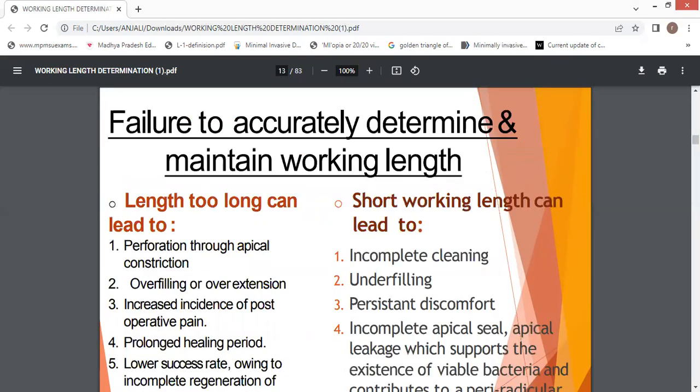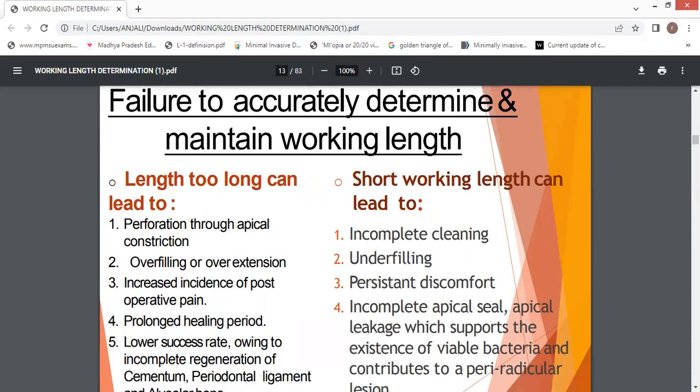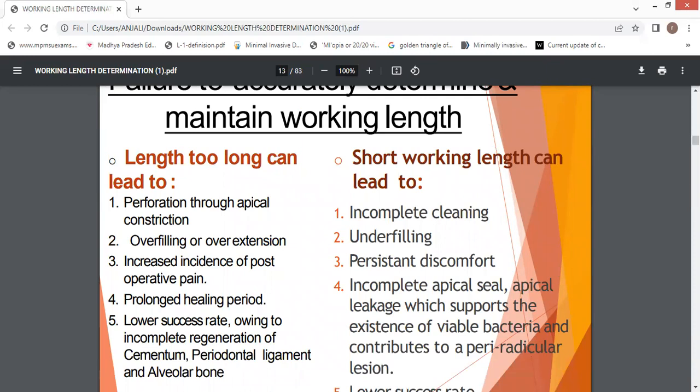Failure to accurately determine and maintain working length. If the length is too long, it can lead to perforation through the apical constriction, overfilling or overextension, increased incidence of post-operative pain, a prolonged healing period, and a lower success rate owing to incomplete regeneration of cementum, periodontal ligament, and alveolar bone.